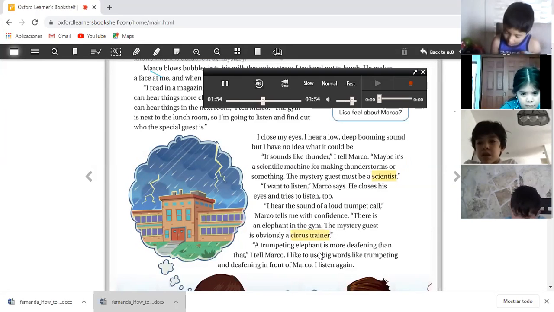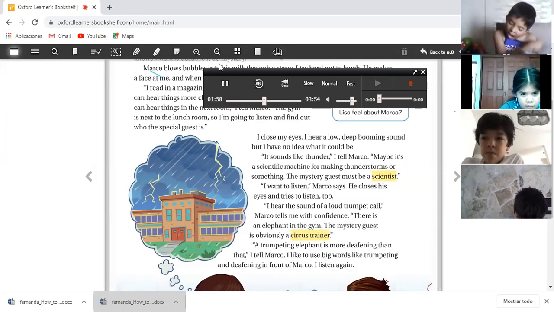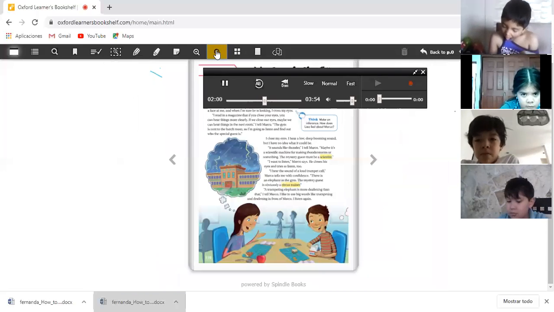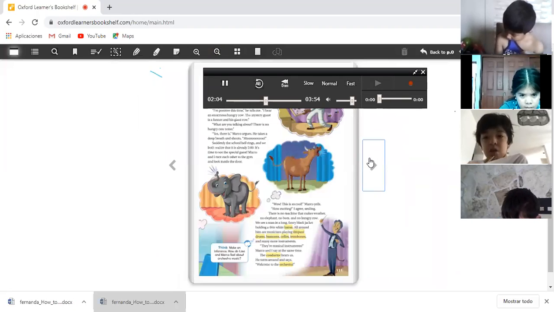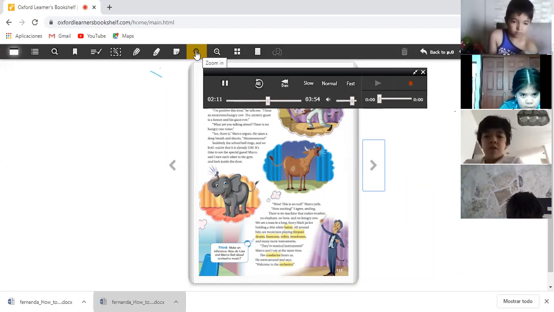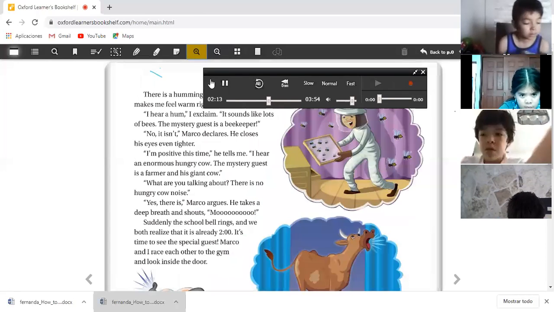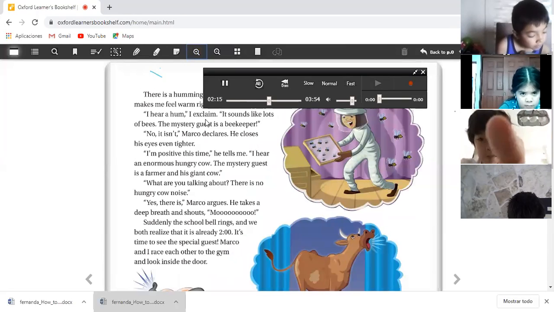I like to use big words like trumpeting and deafening in front of Marco. I listen again. There is a humming, buzzing sound that makes me feel warm right down to my toes. I hear a hum, I exclaim. It sounds like lots of bees. The mystery guest is a beekeeper.